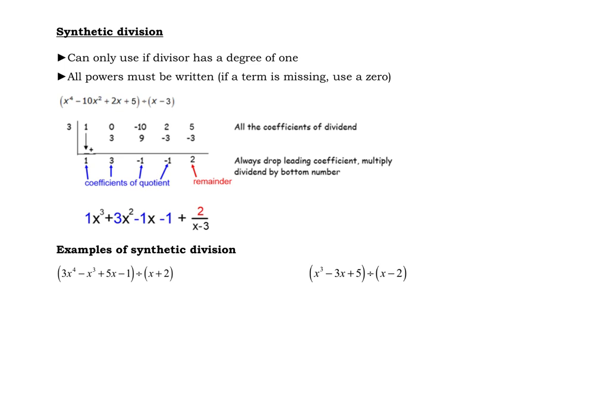Okay, so now we're going to talk about synthetic division. You can only use it if the divisor has a degree of 1. All the powers must be written. If a term is missing, we're going to use 0, just like we did with long division.